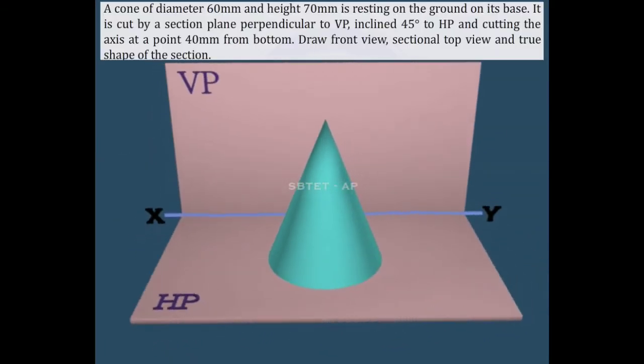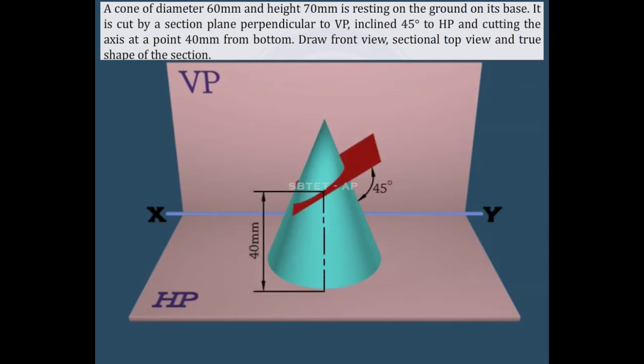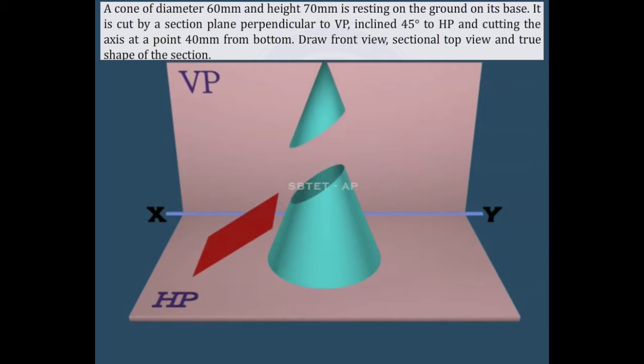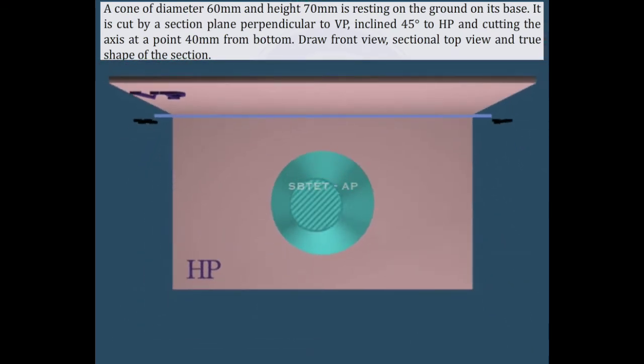Problem: a cone of base diameter 60 mm and height 70 mm is resting on the ground vertically. It is cut by a section plane which is perpendicular to VP, inclined at 45 degrees to the HP and meeting the axis at a point 40 mm from the base. We need to draw the front view, sectional top view and true shape of the section.